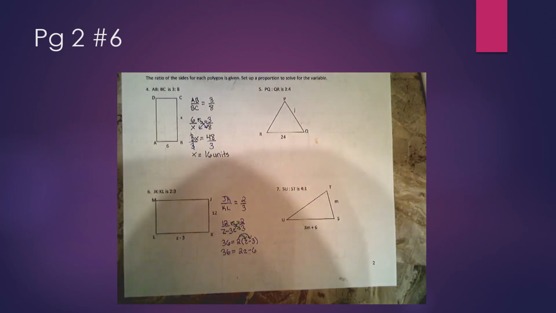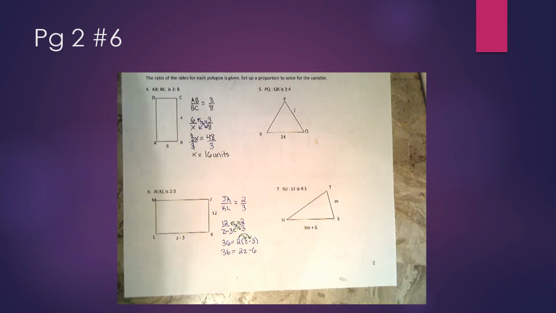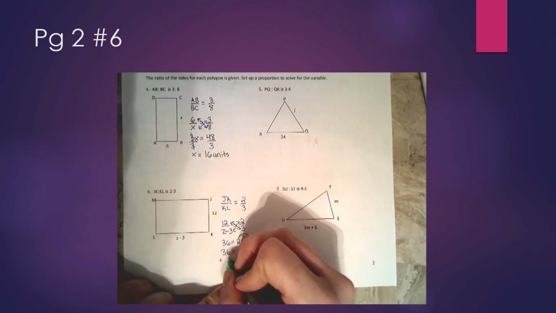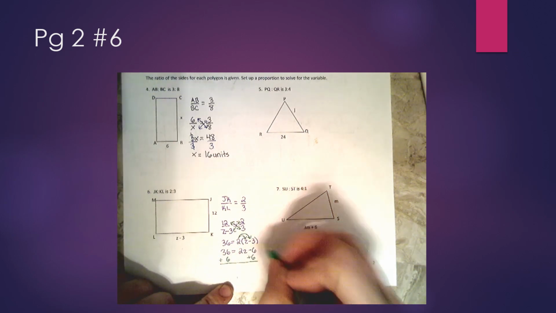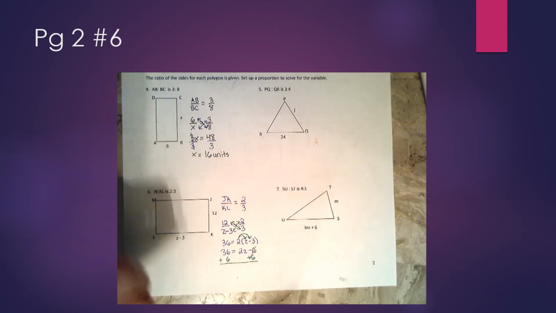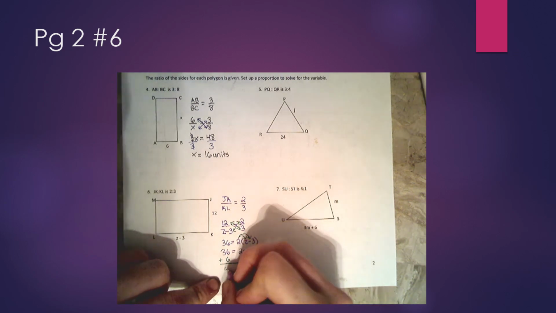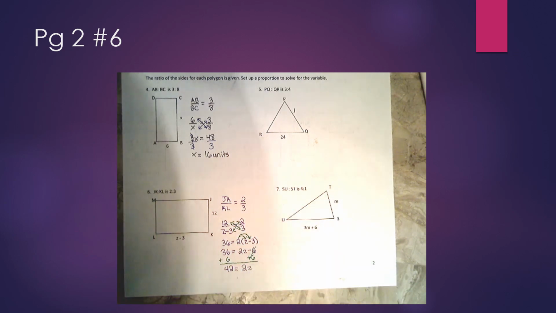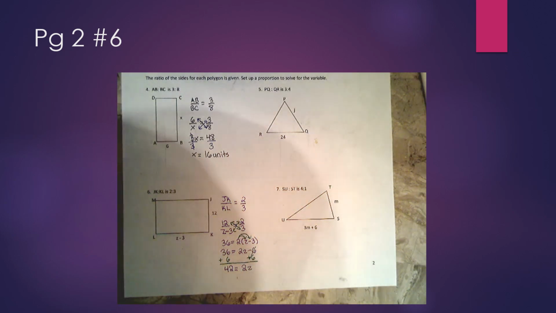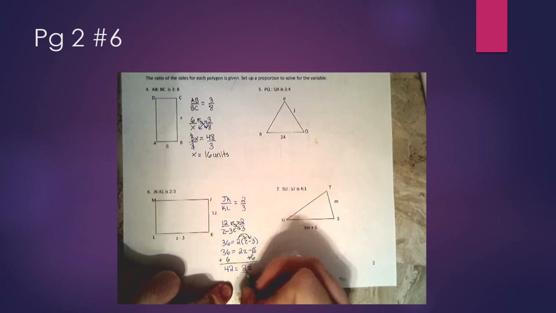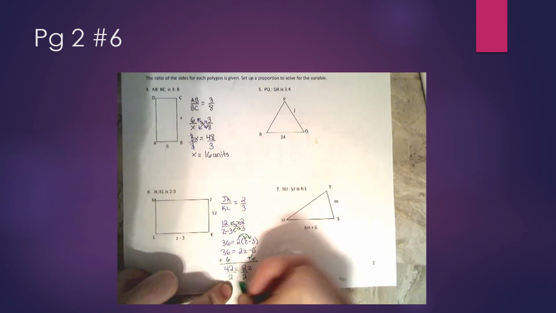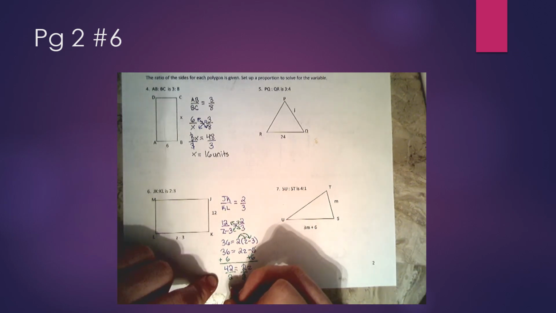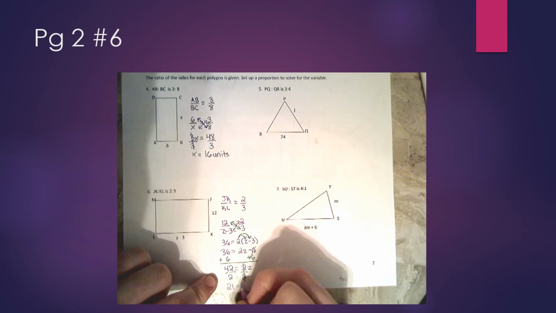Well, I'm trying to get Z by itself. So my next step should be to add 6 to both sides. That's so it cancels out over here. So now you have 42 equals 2Z. Next step, divide by 2. That's so it cancels out over here. And Z is equal to 21.